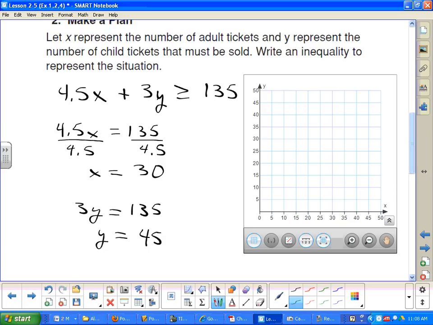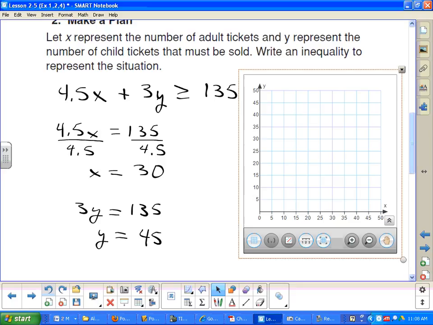So I will mark those on my graph. If these are my intercepts, then for my graph I'm probably going to want to go a little higher than 30 on my x and a little higher than 45 on my y. You can see on my graph, I went from 0 to 50 in both of them, and by 5s. So I've got my y-intercept at 45, and my x-intercept at 30. And I'll draw that line there.